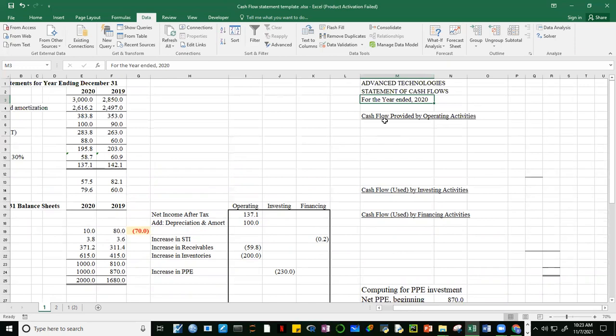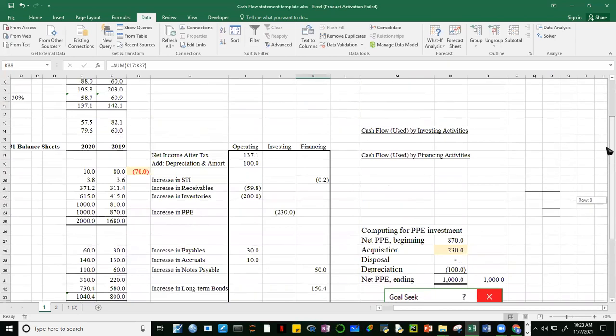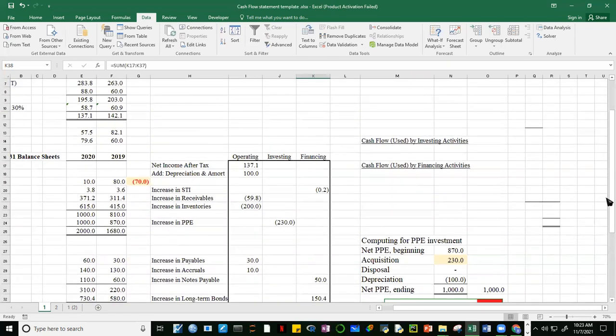So these are your main headings. Then the goal is that the operation should be here, investing should be here, financing should be here. Okay, 3 items. This should be 117.3, negative 230, and 142.7. They should be here in this line.